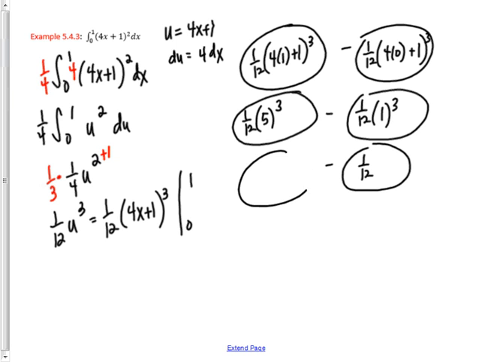Okay, but this one's going to end up being 125 over 12. So I end up with 124 over 12. And if I punch that in my calculator, I get it doesn't go evenly, so if I reduce my fraction, I end up with 31 over 3. There you go.